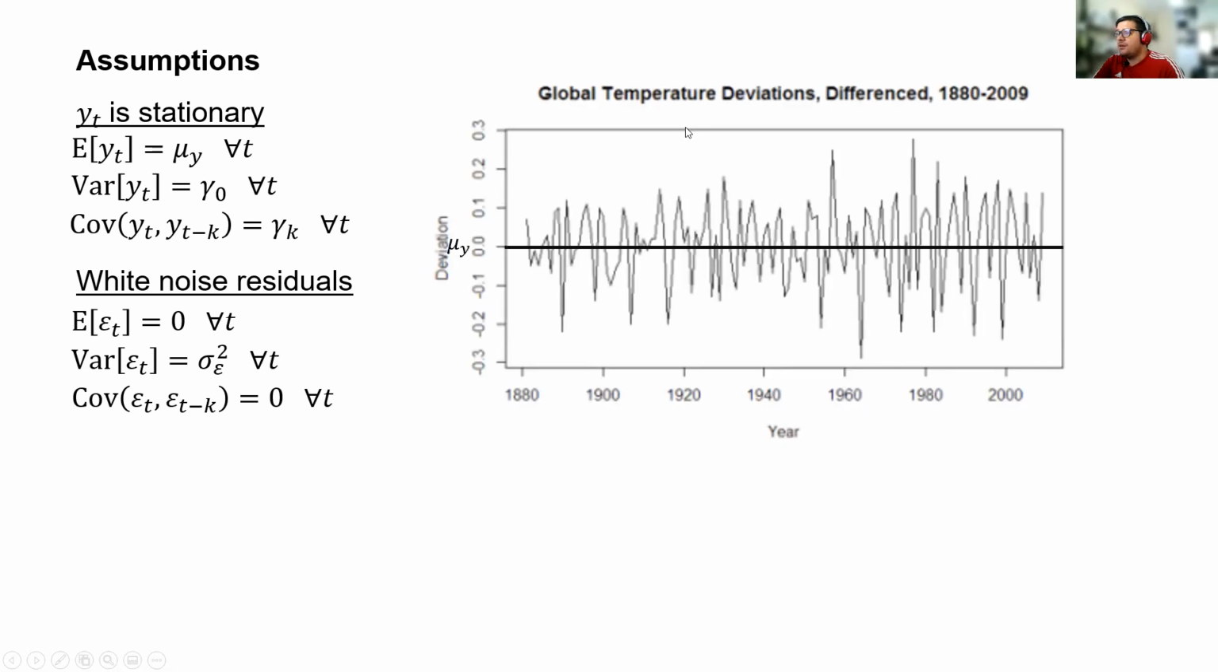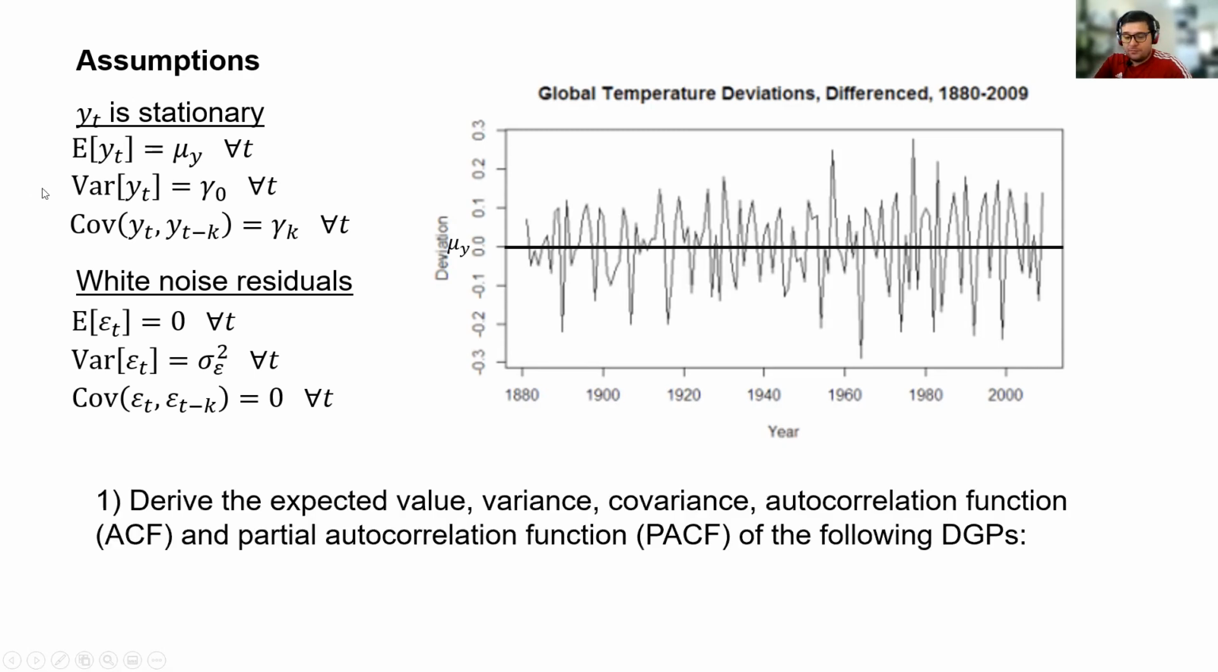And I brought this graph to show you what I mean by this expected value of YT. How does this condition look like? You can see how this time series kind of oscillates around a number. It goes down, up, down, up, down, up. And it always seems to come back, to gravitate towards the same number. In this case, it's 0, right?